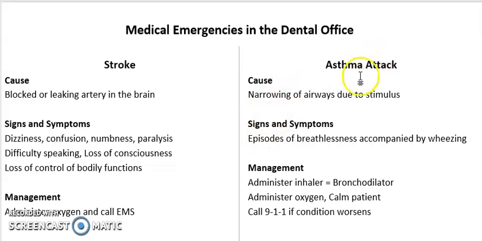So if an asthma attack happens in the office, it will be episodes of breathlessness with wheezing. The first thing to do is to get the inhaler for the patient, which is a bronchodilator, which means it opens up the airways of the lungs. And we would give them oxygen and try to calm them down. And if things get worse, we have to call 911.